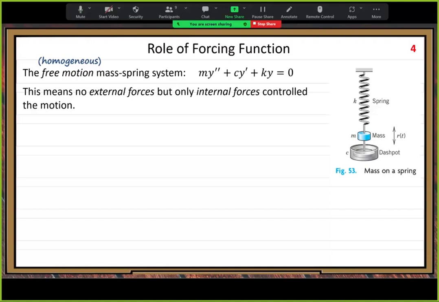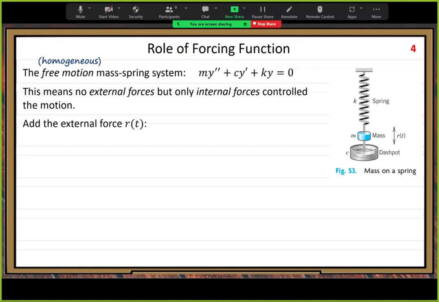So we treat the R part as the external force, not internal. Internal, there are some forces, right? By Hooke's law, the spring force, the damping force, these are internal forces. But here we look at the external forces. No external forces, only internal forces controlling the motion. So that's the free motion type.